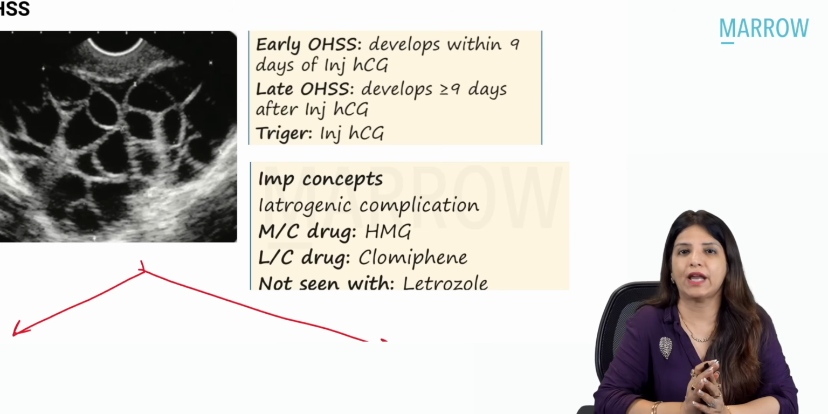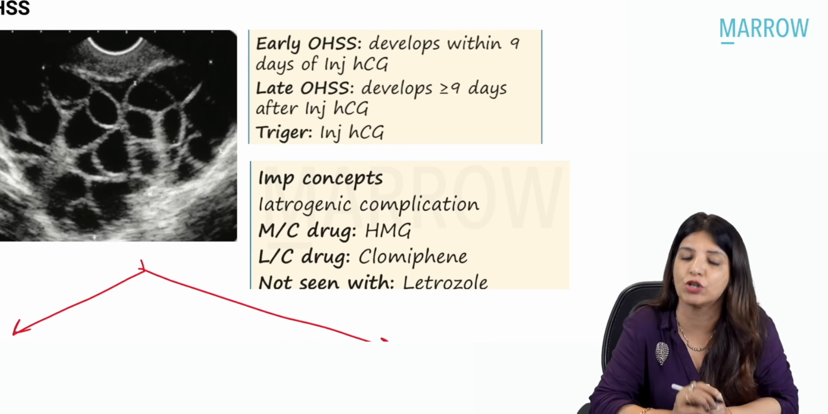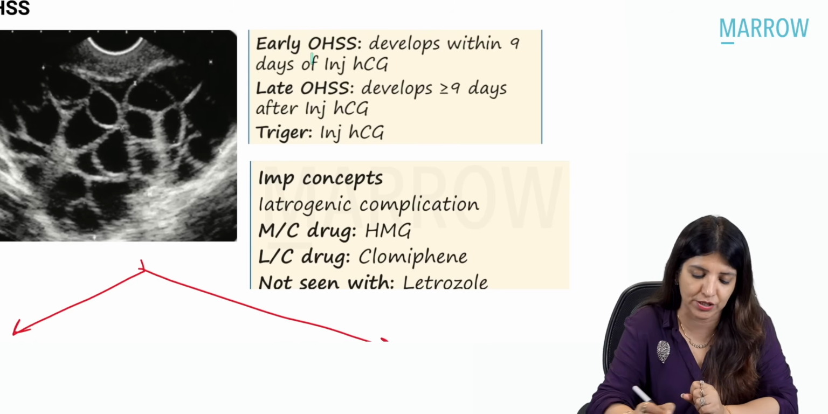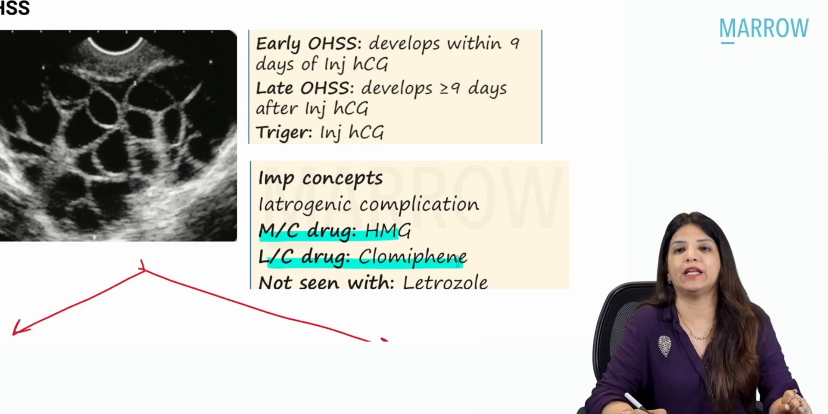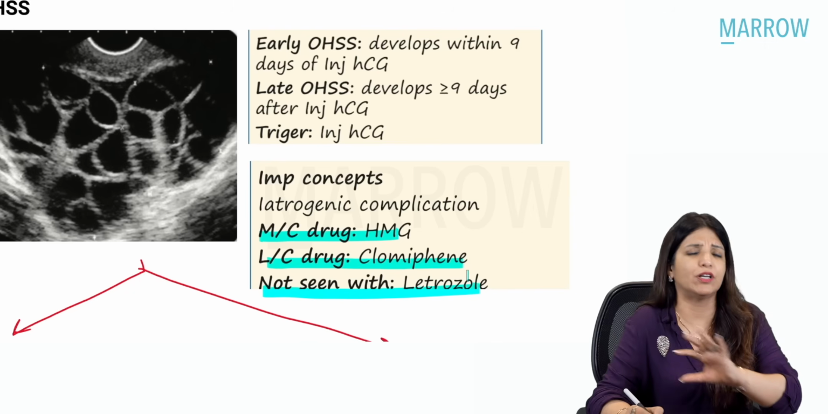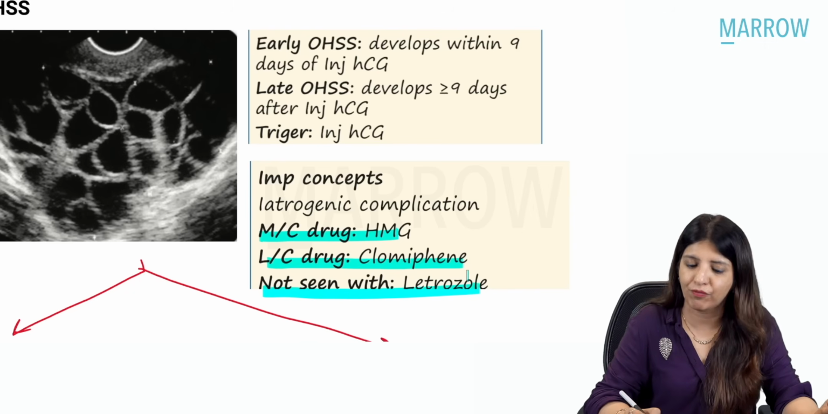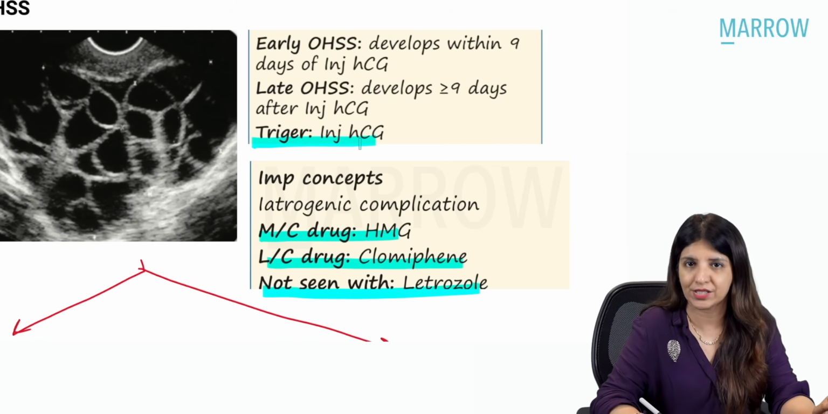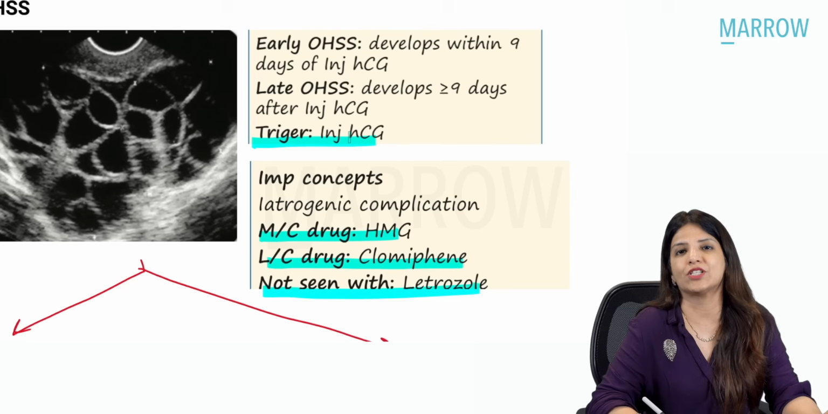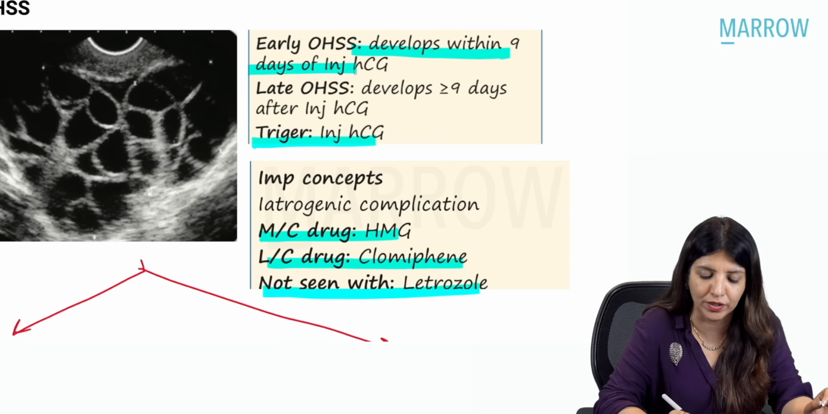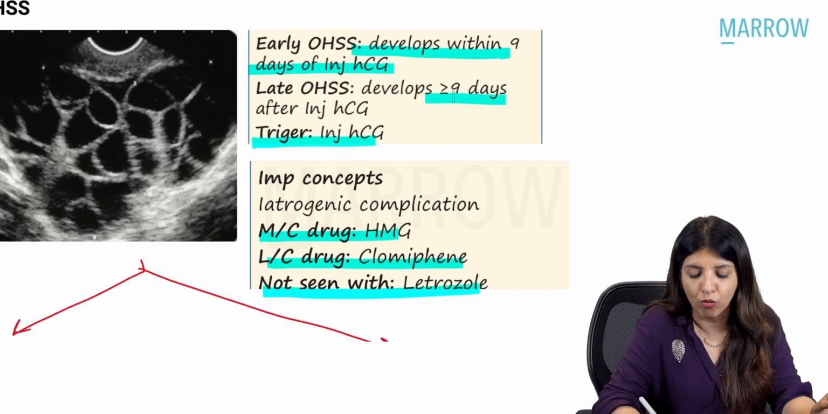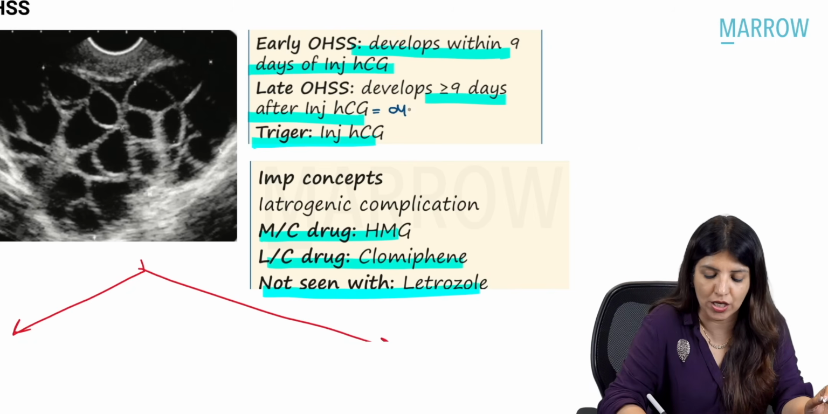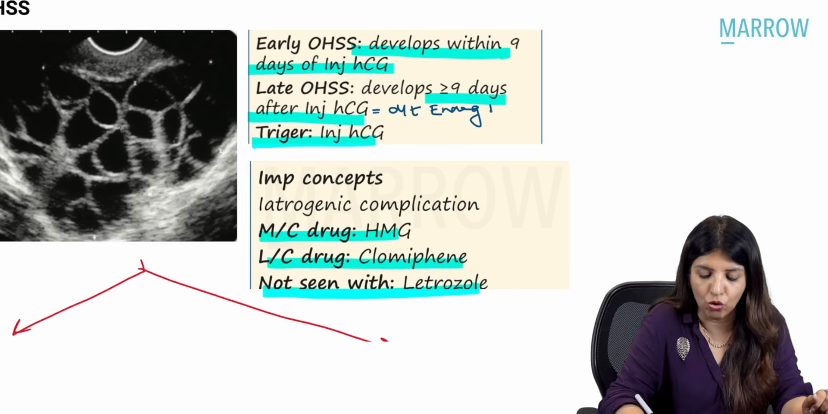Please remember, ovarian hyperstimulation syndrome is an iatrogenic complication. Most commonly, the drug which has got maximum risk and that leads to development of OHSS is HMG. Less common is clomiphene citrate, and letrozole never leads to OHSS. What is the triggering factor for OHSS? The triggering factor is injection HCG. What is early OHSS? Early OHSS is when the symptoms of OHSS develop within 9 days of injection HCG. Late OHSS is when symptoms of OHSS develop more than or equal to 9 days after injection HCG, and this is due to the endogenous HCG which is produced by a pregnant female.